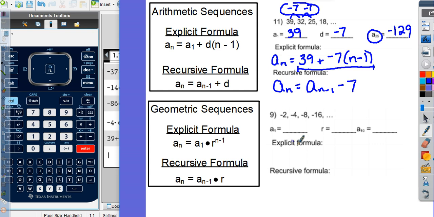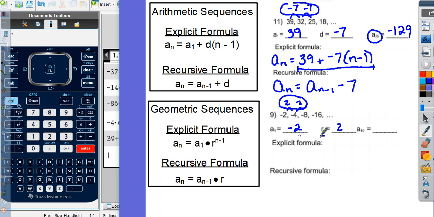Okay, so now we're going to take a look at this one. So this one, we notice the R kind of helped us out a little bit. So we know this pattern's got to be something with multiplying. So we look at this, and it looks like if I multiply this by 2, I get negative 4. Multiply that by 2, I'd get negative 8. And of course, the pattern continues. This is my ratio. This is what we multiply and divide by. So that becomes my R, is 2. My A1 is the very first term. So this right here would be negative 2.